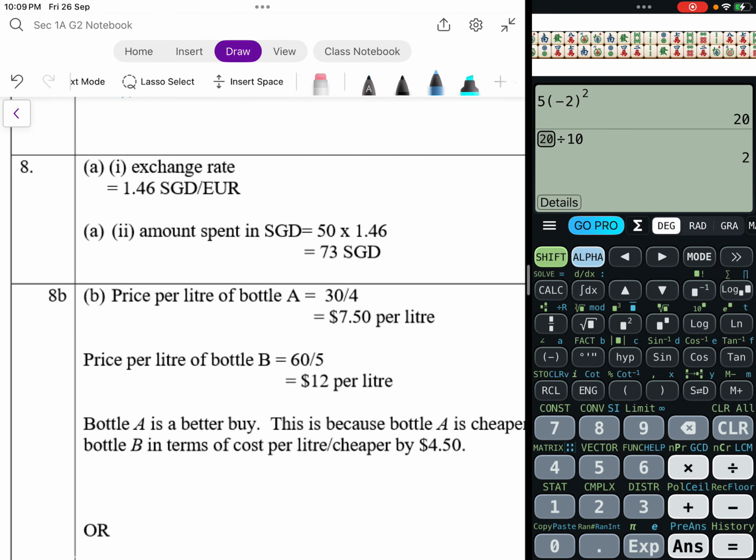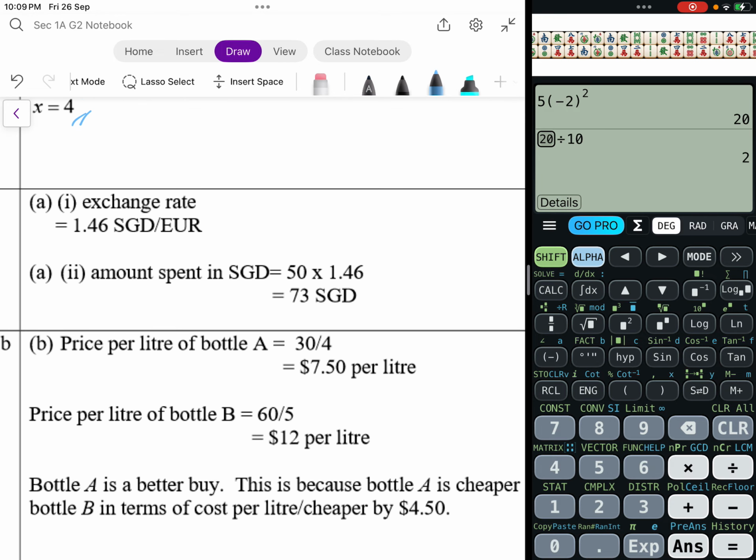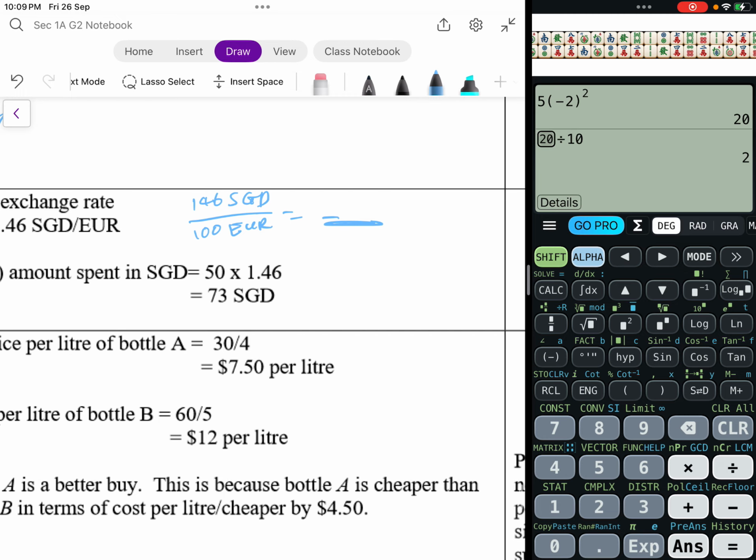Okay, next one. They talk about the exchange rate. So the exchange rate is this amount: 100 euros for 146 Sing. Find the exchange rate in Sing per euro. Okay, so you want Sing over euro, so you need to take 146 SGD divided by 100 euro. You get the answer, because this is SGD over euro.